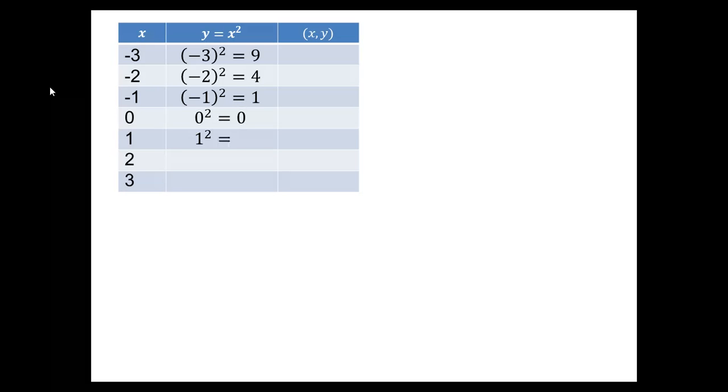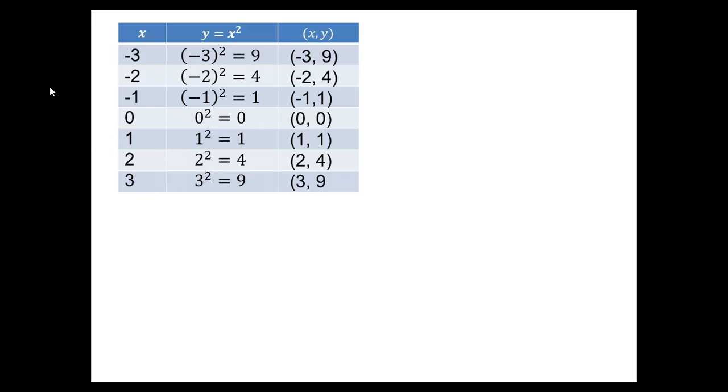1 squared is equal to 1. 2 squared is equal to 4. And 3 squared is equal to 9. Now, in my third column, I'm just going to put the x and y together to get my coordinate. So I have (-3, 9), (-2, 4), (-1, 1), (0, 0), (1, 1), (2, 4), and (3, 9).